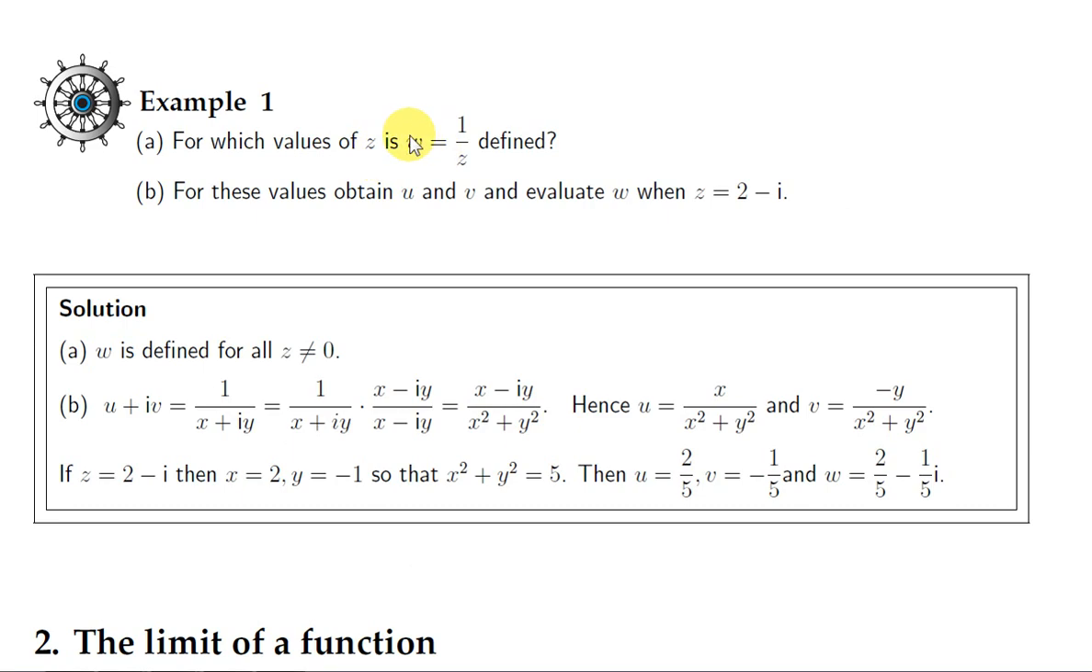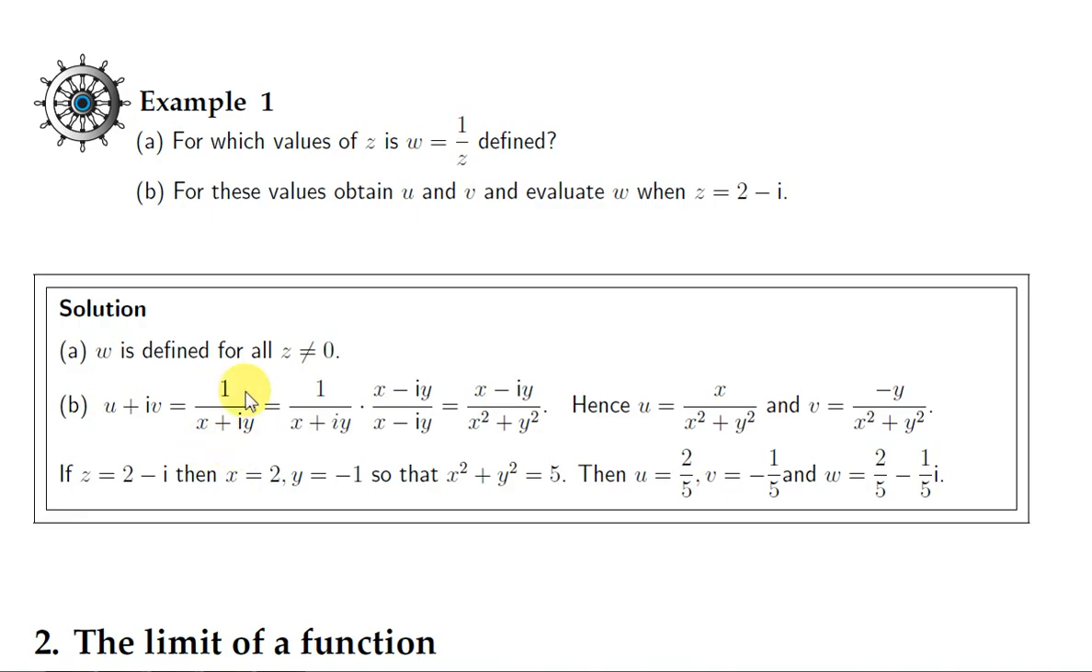Let's take another example. Suppose w is given by 1 over z. We see that this function is not defined when z is equal to 0, but it is defined for all other complex numbers z. Now we are calling w u plus iv, so let's get real and imaginary parts of w. Z, what we input into this function, is given by x plus iy, so we have to take 1 and divide by x plus iy.